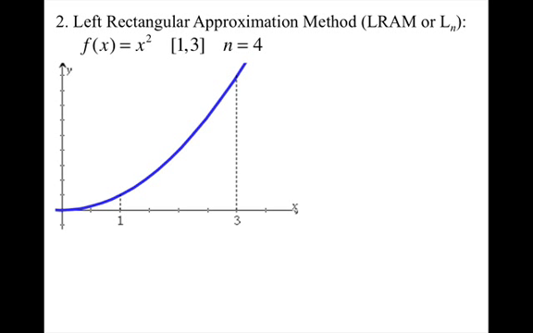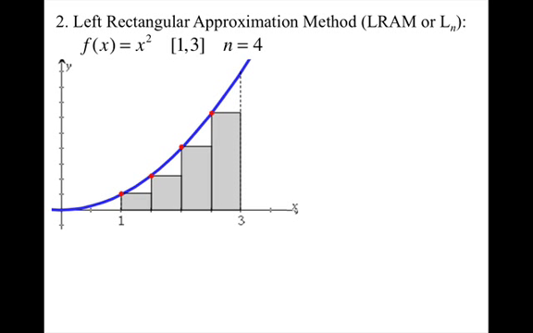Now let's look at the left rectangular approximation method, or LRAM, or L sub n. So we're going to use the exact same example, but this time the heights of the rectangles are at the left endpoints of the intervals. So notice how I drew the rectangles up to the left corner for their height. So the change of x is still the same in this example, so 1/2.